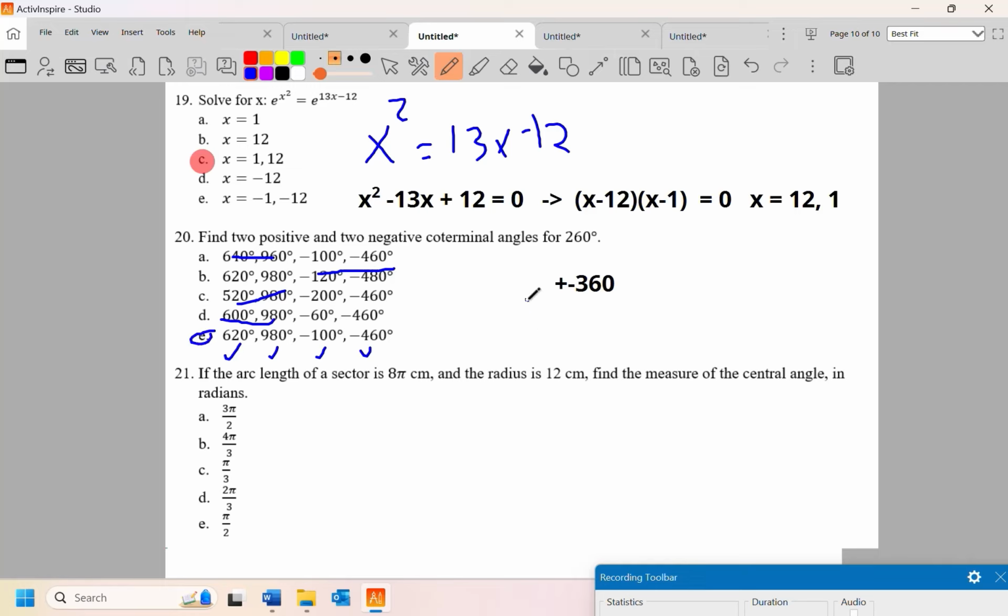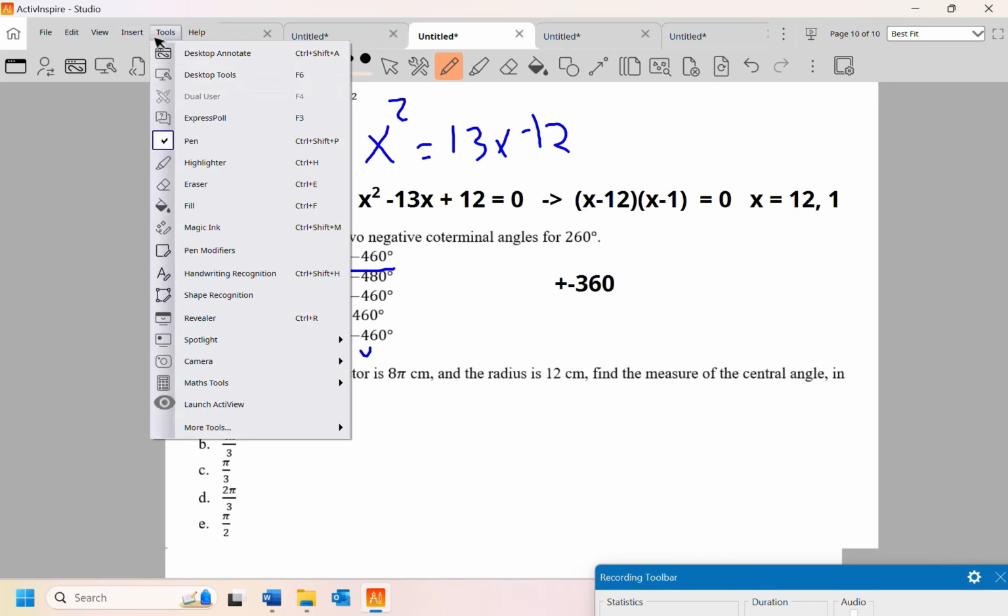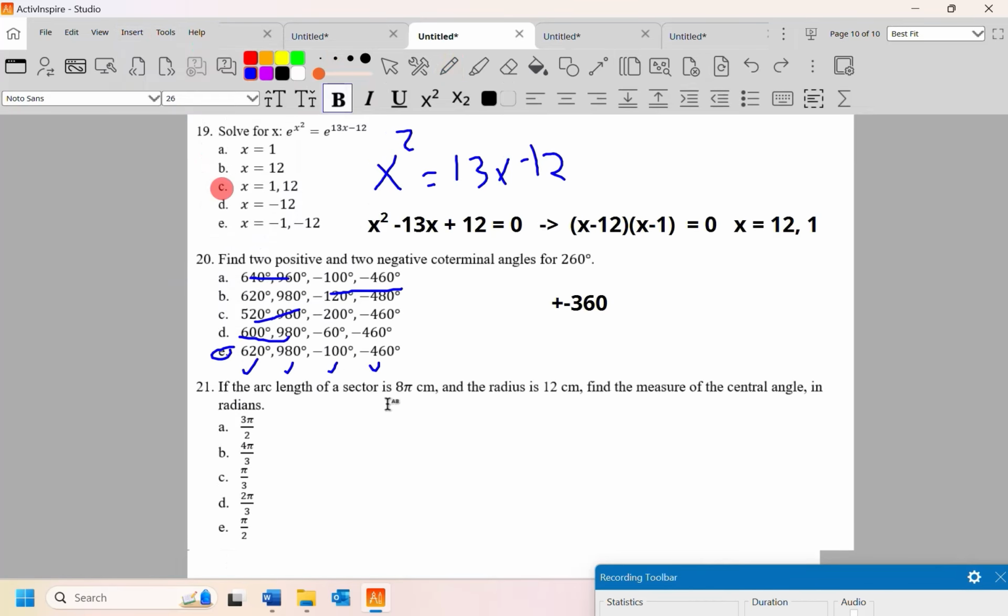21. If the arc length of a sector is 8 pi and the radius is 12 centimeters, find the measure of the central angle. So you have a simple formula. It says S is R theta. So the arc length is 8 pi, and it equals R, which is 12, times theta. So I'm just going to divide by 12. 8 pi over 12 is my answer.